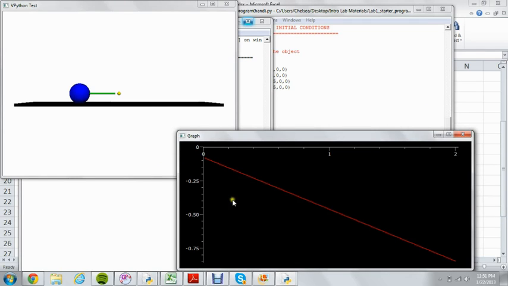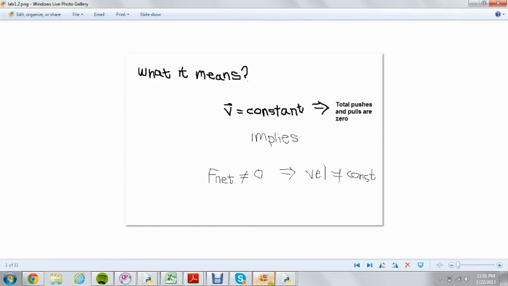Finally, what does it mean to start with the v constant we found? We start with the v constant we found by setting Fnet equal to 0, which means the total pushes and pulls are 0, and we got a good fit. This results in that if Fnet is not 0, then the velocity would not be constant. That is, the object would speed up or slow down or change directions.